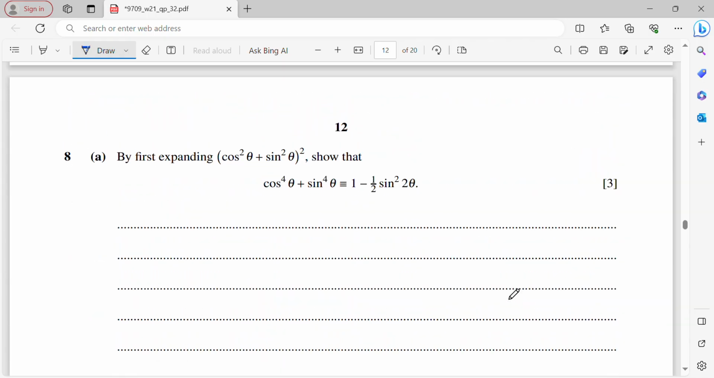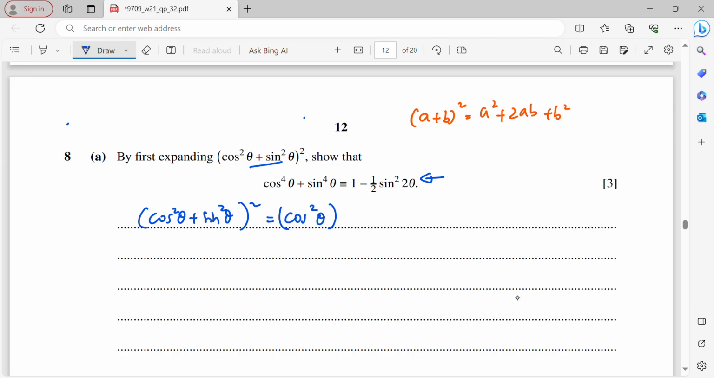Okay, now question number 8. By first expanding this, show the identity. So I will expand the (cos squared theta plus sine squared theta) squared first. Again, now there is a square outside. Therefore, I'm going to use quadratic expansion. The formula (a plus b) squared is a squared plus 2ab plus b squared. So this is going to be cos squared theta squared, plus 2 times cos squared theta with sine squared theta, then plus the square of sine squared theta.